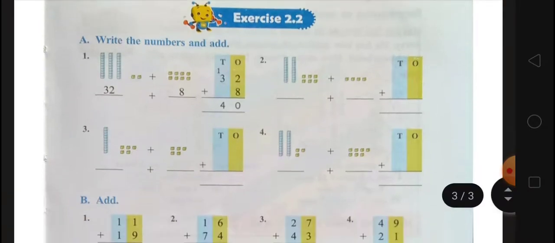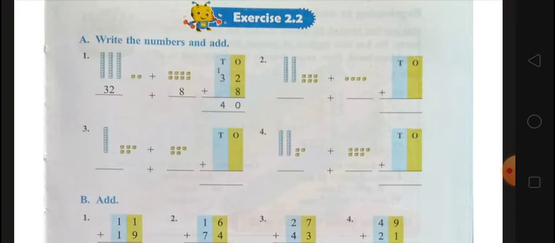In question number 3, there is 1 group of 10 and 5 single bits. So 15 plus 5: 5 plus 5 is 10, 0 and 1 carry, and 1 plus 1 is 2. That is 15 plus 5 equal 20. Question number 4: there are 2 groups of tens and 3 single bits, so that is 23, plus 7 single bits. 3 plus 7 is 10, 0, 1 carry, and 2 plus 1 is 3, that is 30.